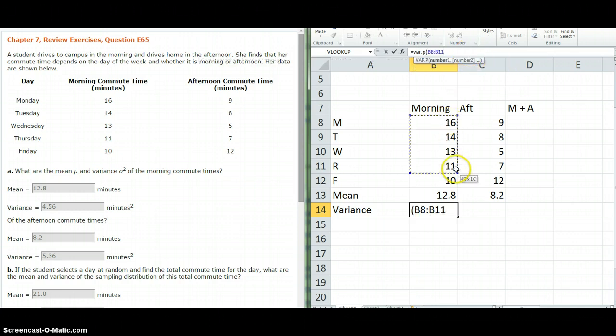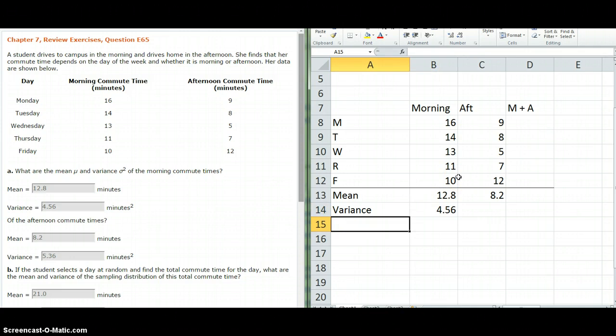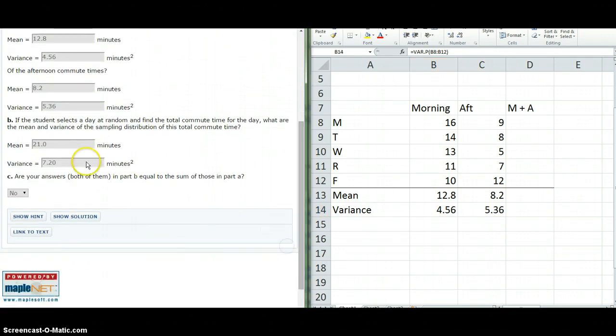So I'm just going to grab these here. And what is the difference again? Well, remember the population, if I look at the formula, it's going to divide by n, whereas a sample variance would divide by n minus 1. And we had that exercise earlier in the chapter that showed why we divide by n minus 1 when we're working with a sample. So of the afternoon commute times then, I just extended my formulas in both cases to get 8.2 and 5.36.